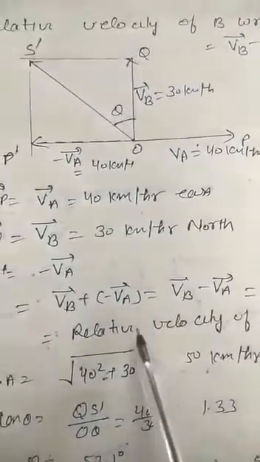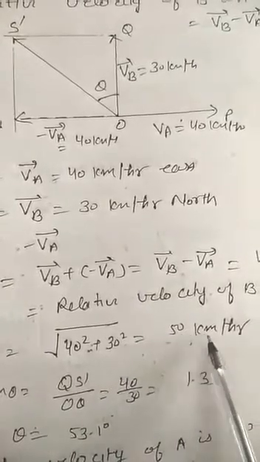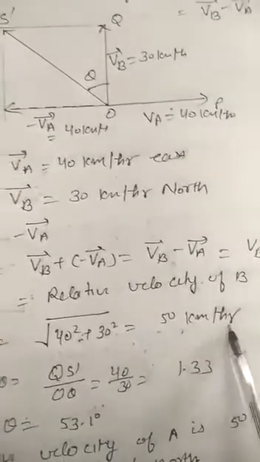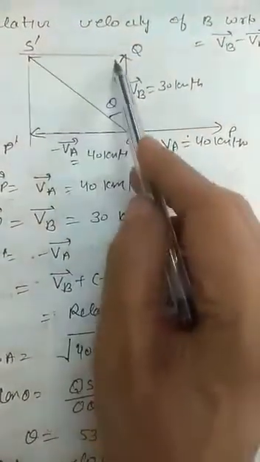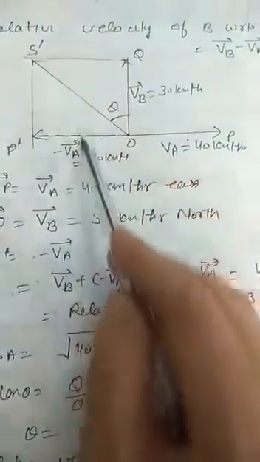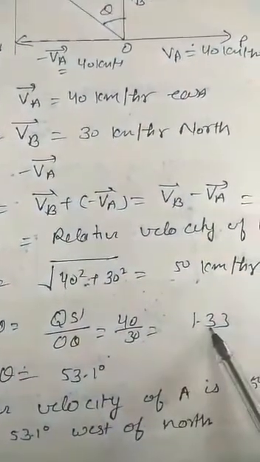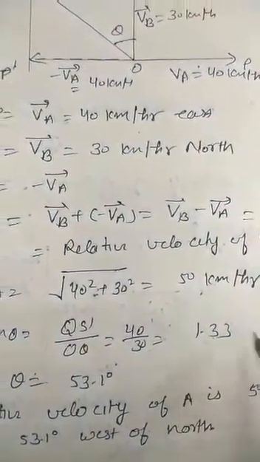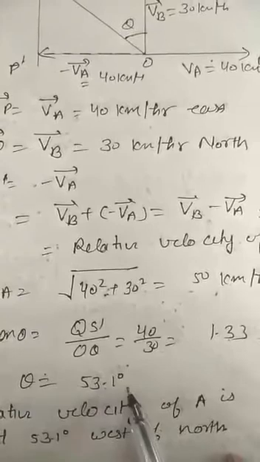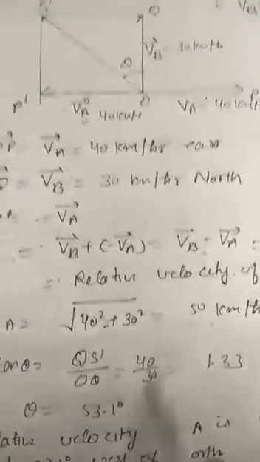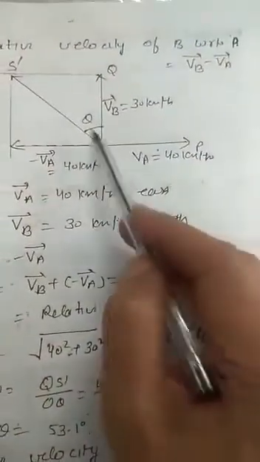So its magnitude will be equal to the square root of 40 squared plus 30 squared, and that is equal to 50 kilometre per hour. And at what angle? Tan theta equals QS dash upon OQ. What is QS dash? This is 40, so this is 40 upon 30, and it will be equal to 1.33. So by log table, we can find the value of the angle theta, 53.1 degrees.